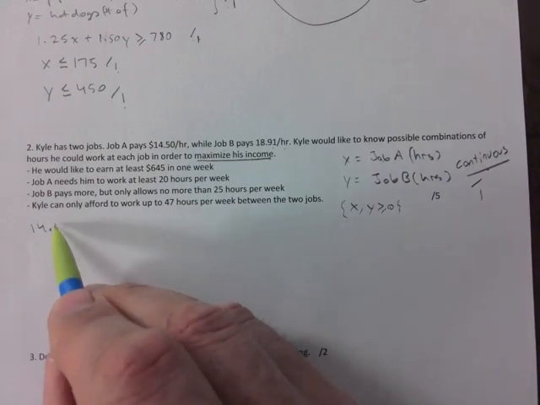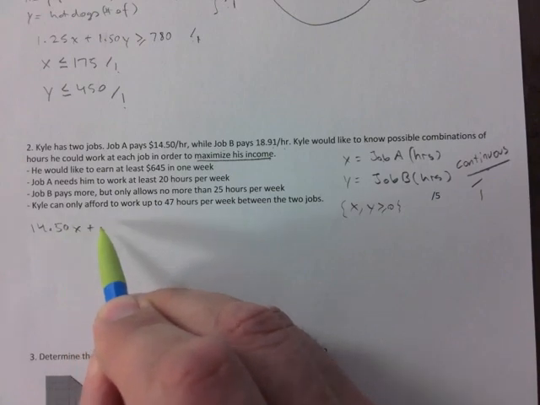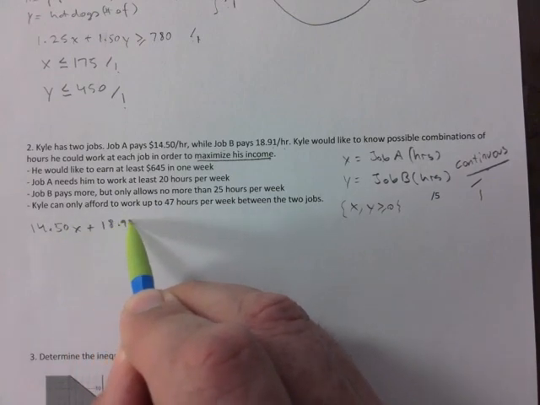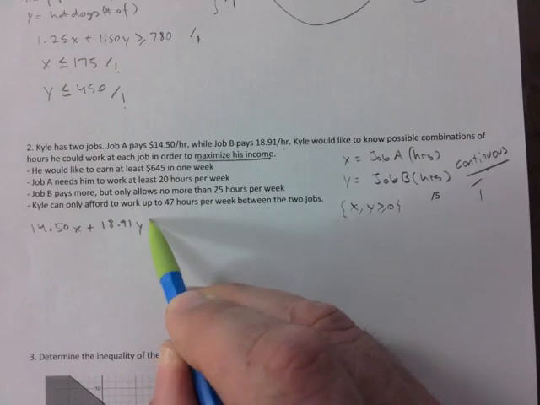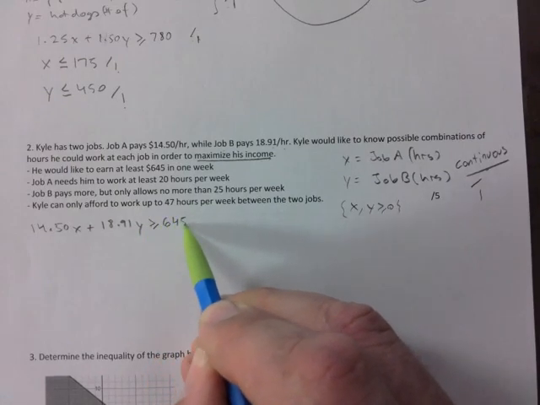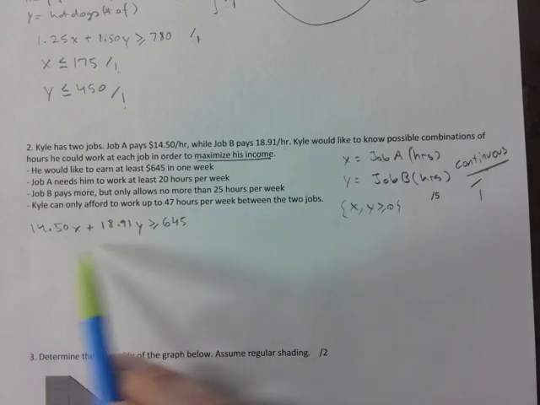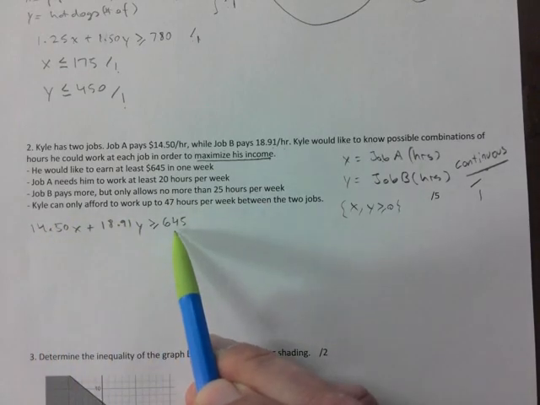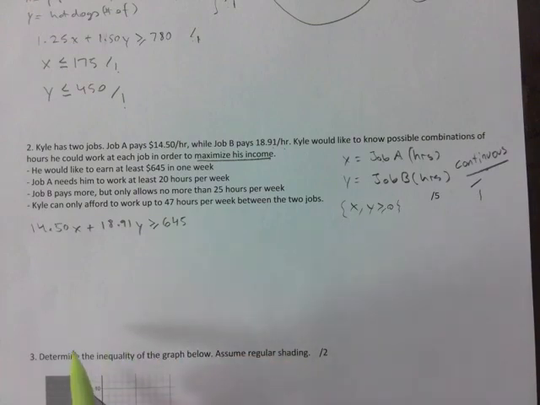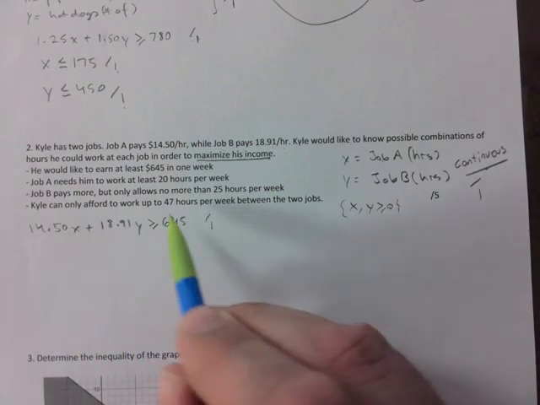And now we can write 1450x plus 1891y has to be greater than or equal to 645, because you want to make at least, you want this side to be greater than 645. Okay? So that's 1 mark there.